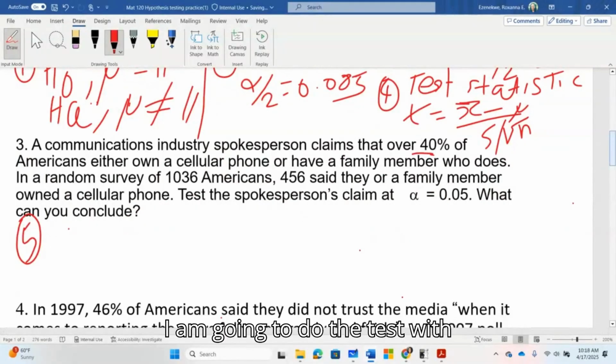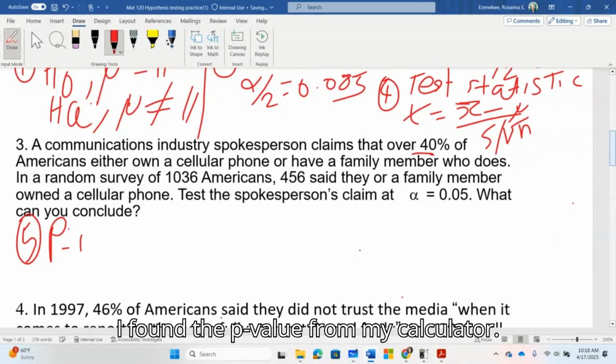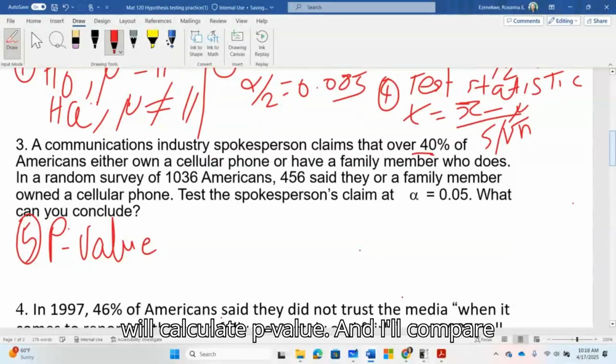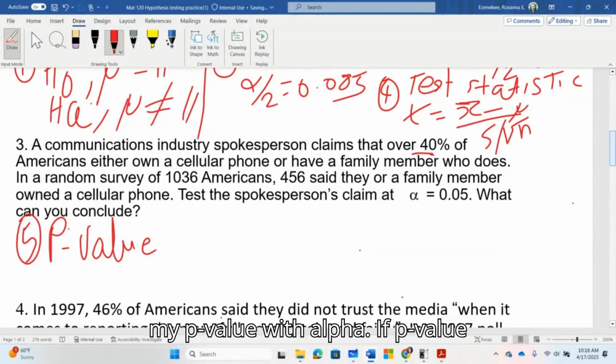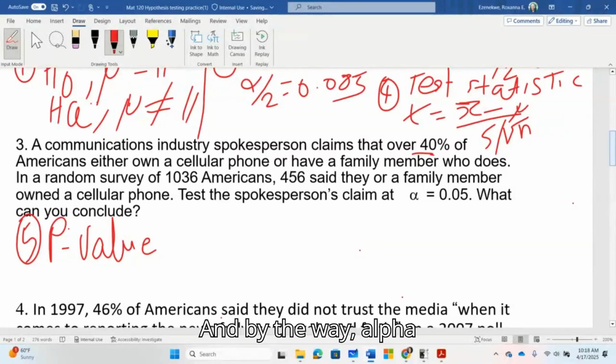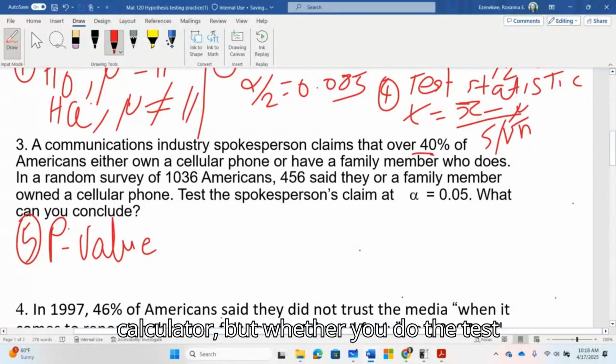Step 5, do the test and conclude. I am going to do the test with the calculator, but I want to make sure that I find the p-value from my calculator. What is the p-value? When I finish, I will calculate the p-value and compare it with alpha. If the p-value is greater than alpha, I will accept the null. If the p-value is less than alpha, I will reject the null. And by the way, alpha is 0.005. Okay, so I'm going to do the test in my calculator.